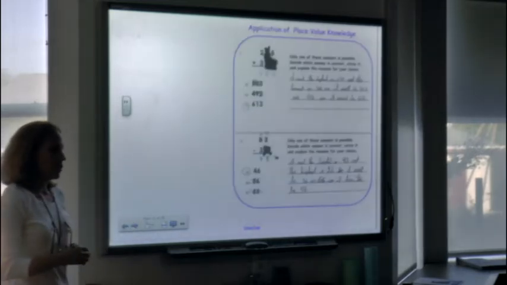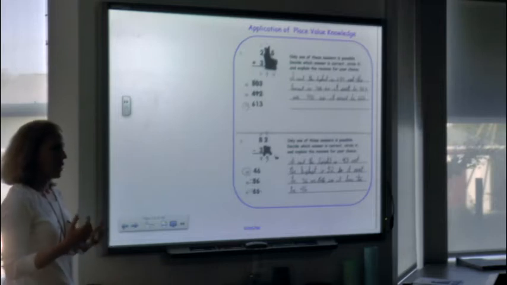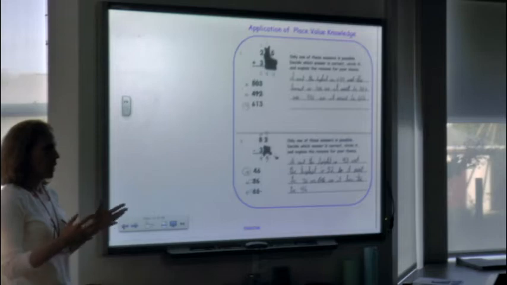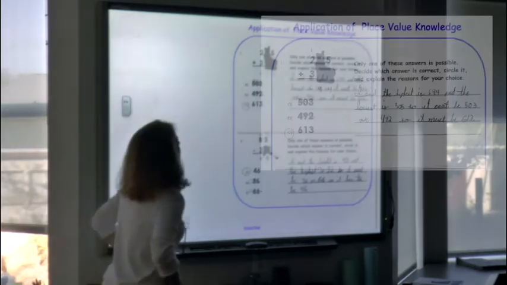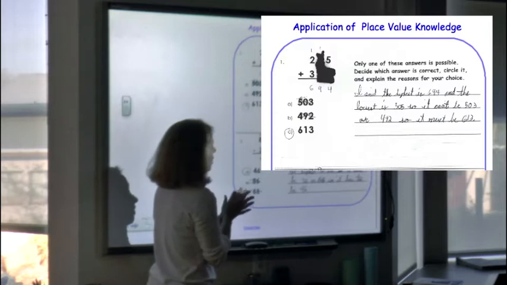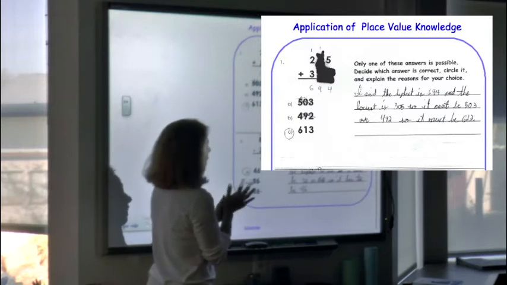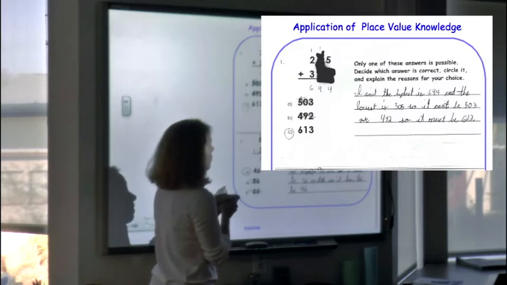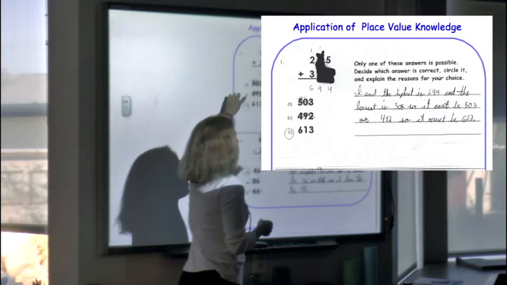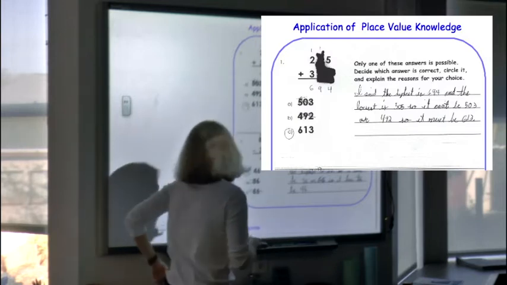So can they use it? So this child knows that our number system uses just 9 digits, 1 through 9, and the symbol 0 to make any number. So how is he applying it? Number 1, only one of these answers is possible. Decide which is correct, circle it, explain your reason. I said the highest sum is 649, and the lowest is 505. So it can't be 503 or 429, it must be 613.